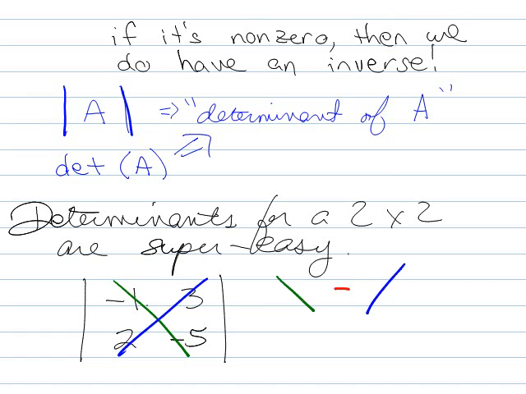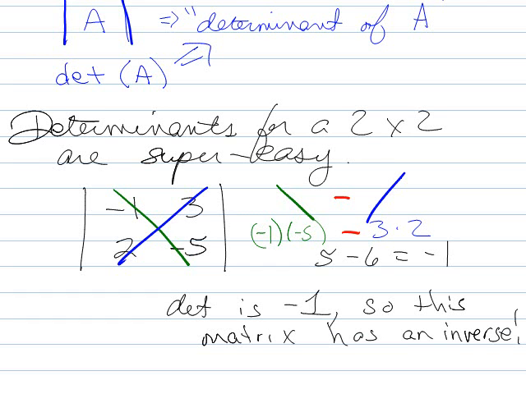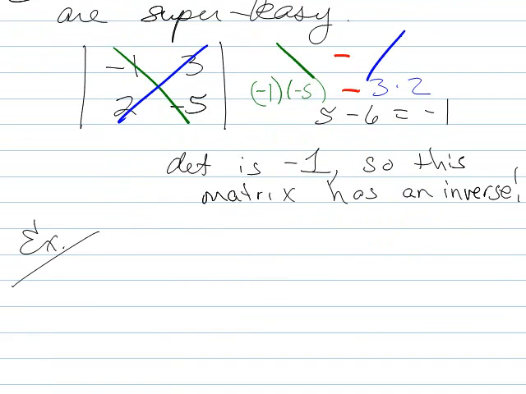Cross, and subtract them. So I've got 1 times negative 5 minus 3 times negative 1... so 5 minus 6 is negative 1. The determinant is negative 1. So this matrix has an inverse. Please don't waste time on a test plugging a 2x2 matrix into your calculator to find the inverse, because they're really not that bad. So let's just do a bunch.